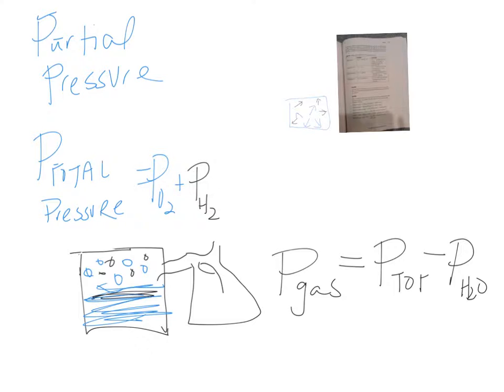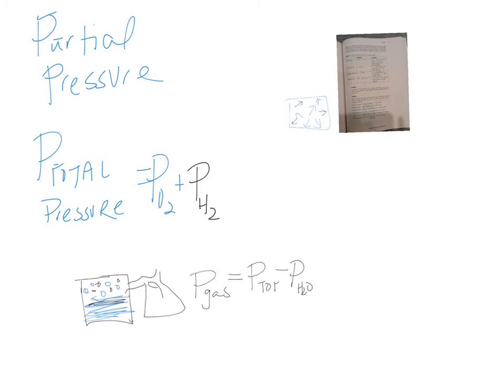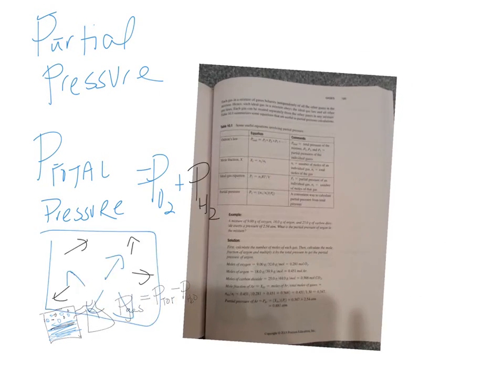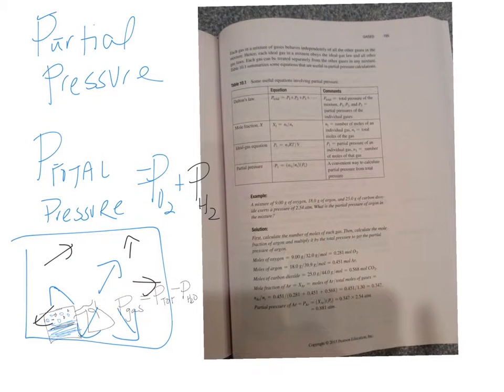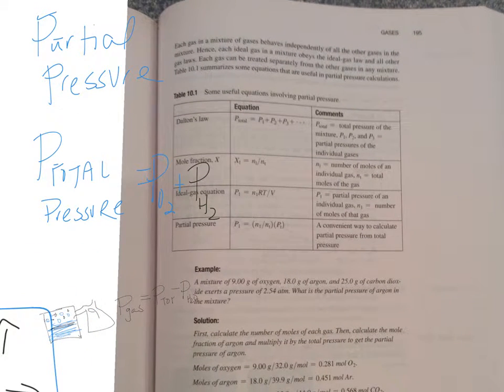We're going to go a little bit deeper, so I'm going to make this picture smaller and bring back this. And you have this in your notes. At the top of this page that you're looking at, we can read: each gas in a mixture of gases behaves independently, which is what I just said.